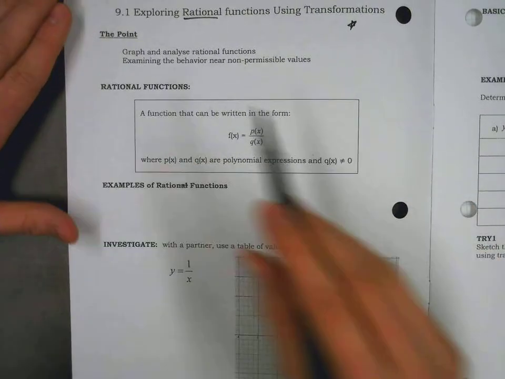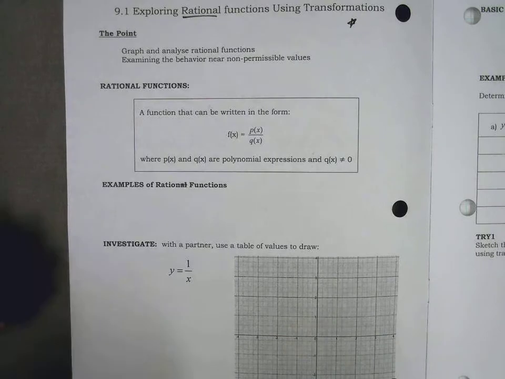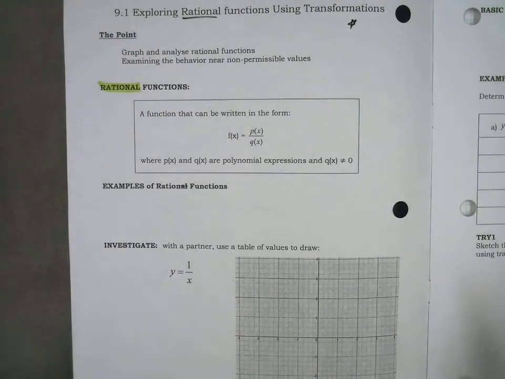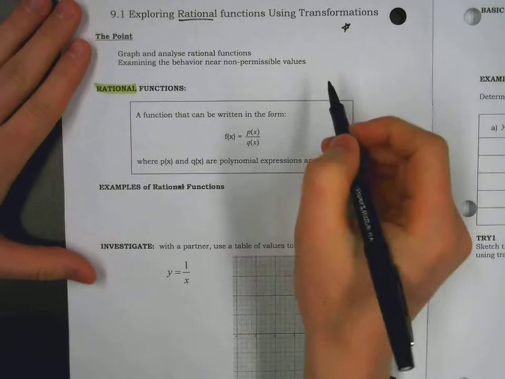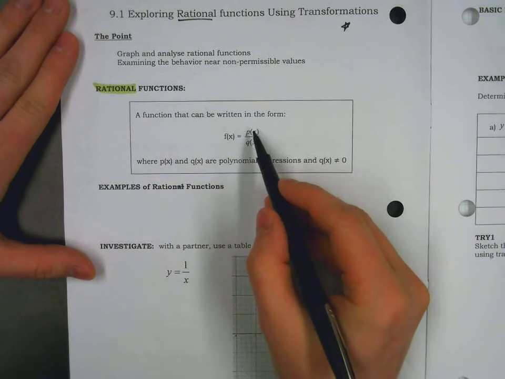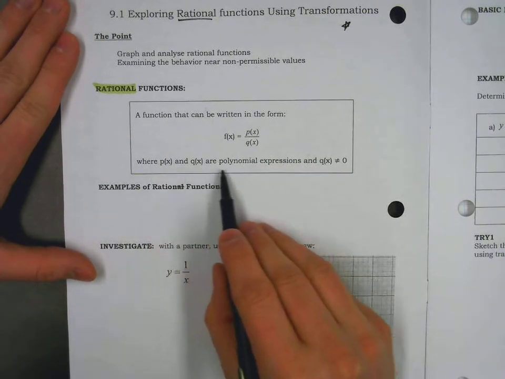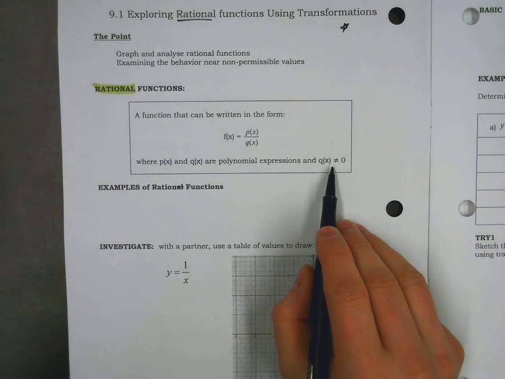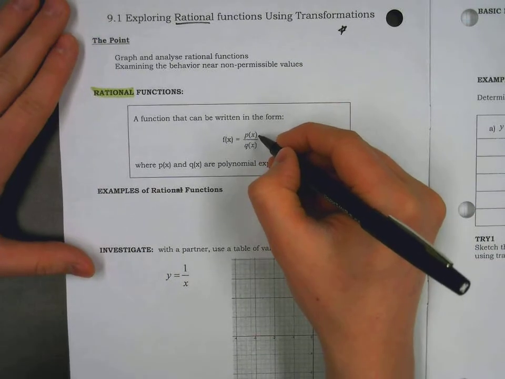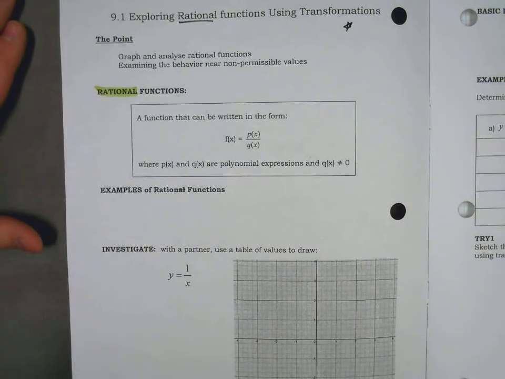Now, what is a rational function? This is actually a chapter in grade 11, 20-2 rational functions, but most people tend to forget. A function that can be written in the form of p over q, where both p and q are polynomials and the bottom's not 0, is a rational function. So polynomial on the top, polynomial on the bottom.